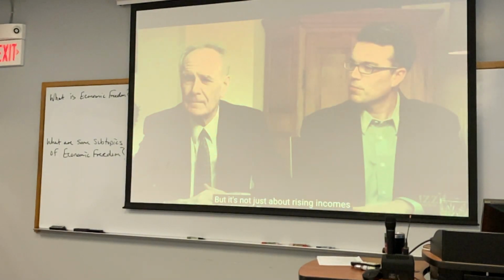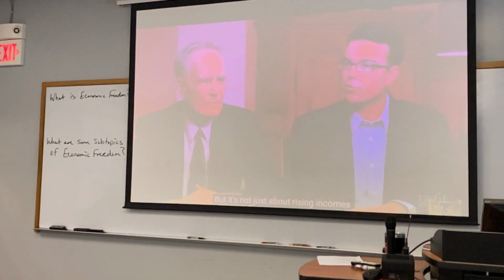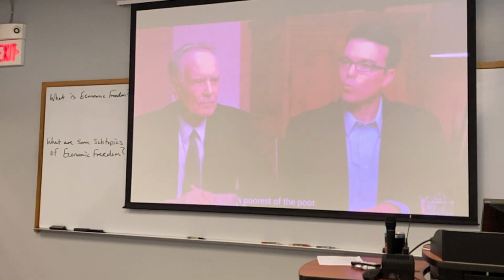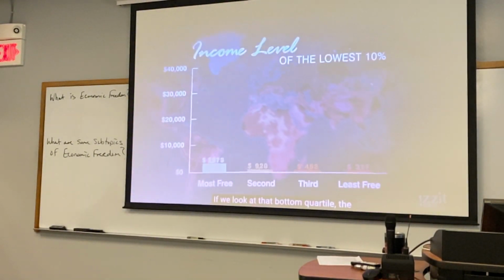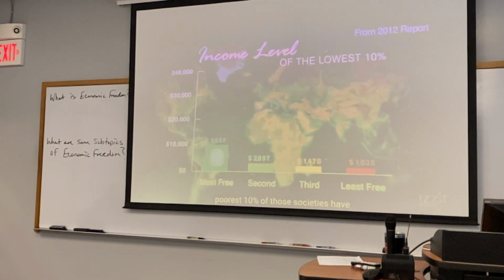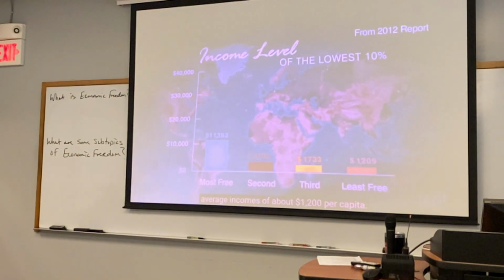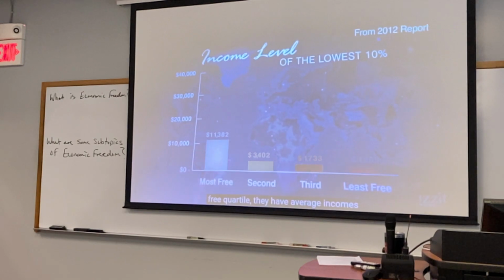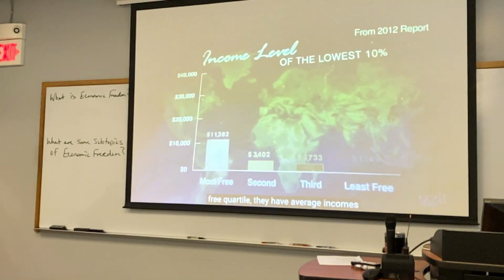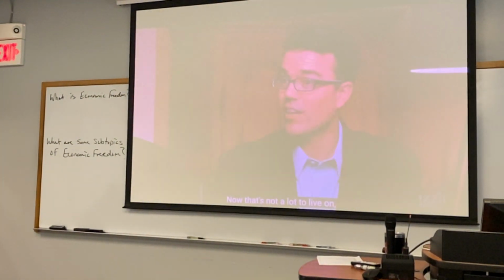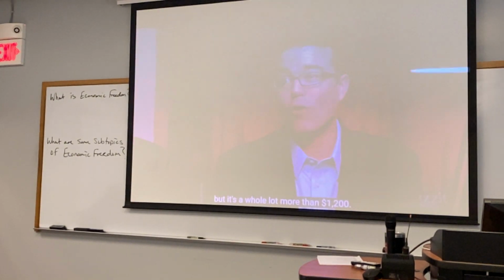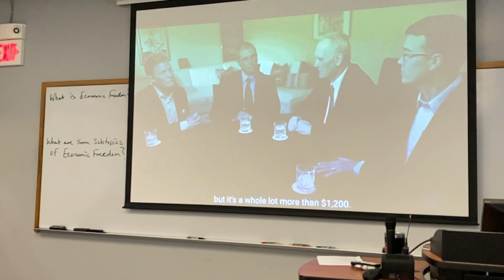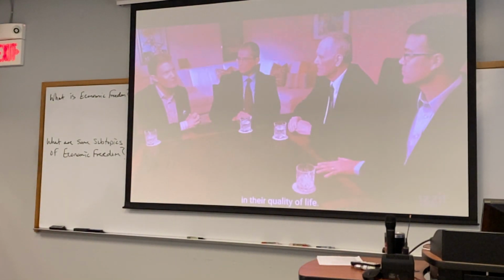But it's not just about rising incomes overall, it's also about the poorest of the poor. If we look at that bottom quartile, the poorest 10% of those societies have average incomes of about $1,200 per capita. If we look at the upper quartile, the most free quartile, they have average incomes of over $11,000. Now, that's not a lot to live on, but it's a whole lot more than $1,200. So as people work their way out of poverty, that's a substantial improvement in their quality of life.